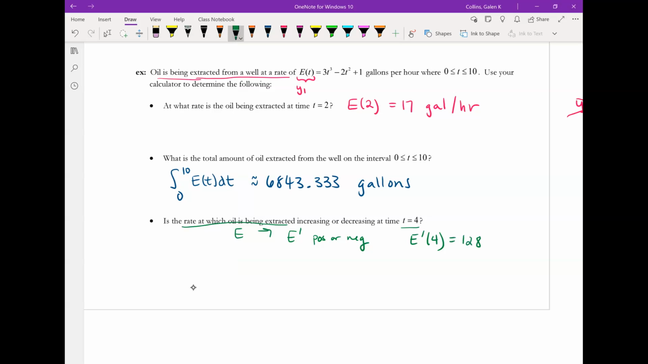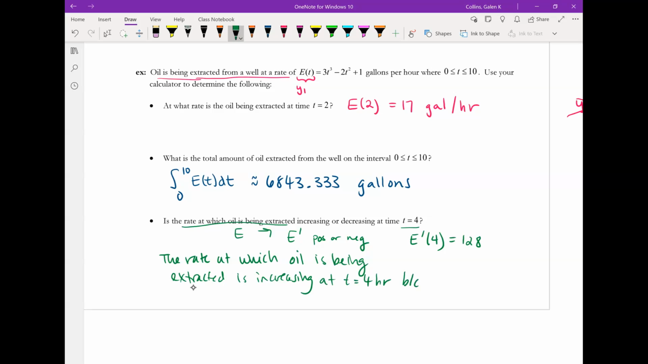So since that is positive, we know the rate at which oil is being extracted is increasing at t equals 4 hours because E prime of 4 is positive.